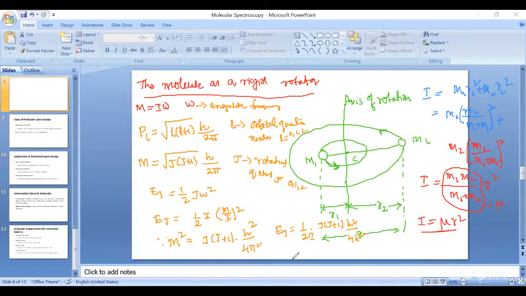So finally, the EJ value we get is h square by 8 pi square I into J into J plus 1. Here J is a non-negative integer in this case.